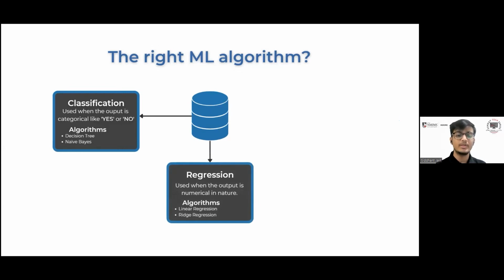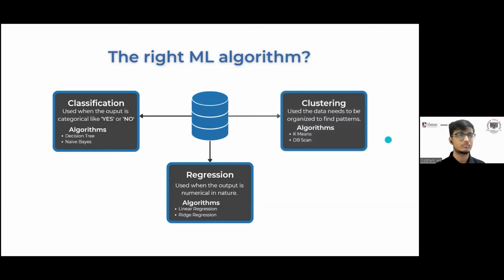The second type is regression. Regression is used when the predicted data is numerical in nature. Like if the shopkeeper wants to predict the price of a product based on its demand, the problem will fall under regression. Some of the algorithms that fall under regression are linear regression and ridge regression, etc.